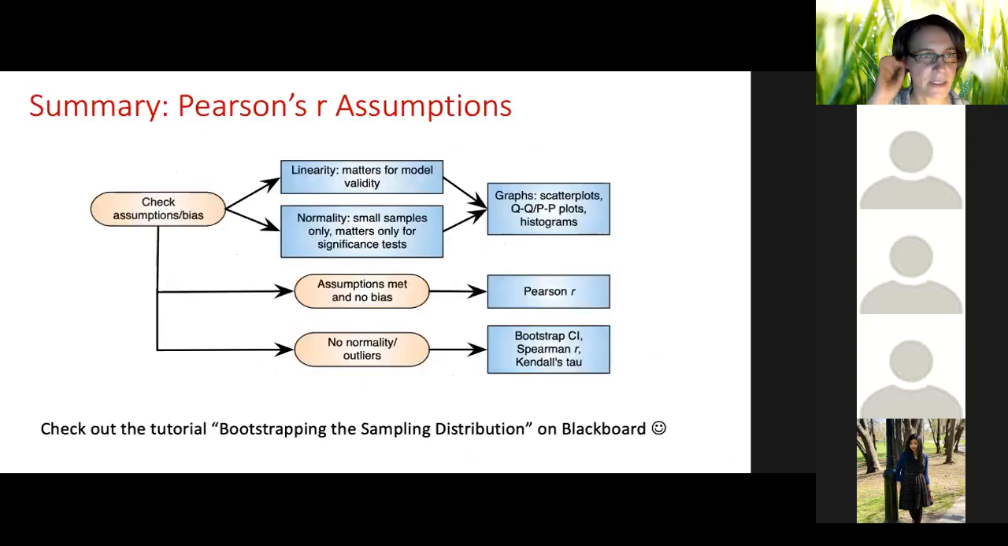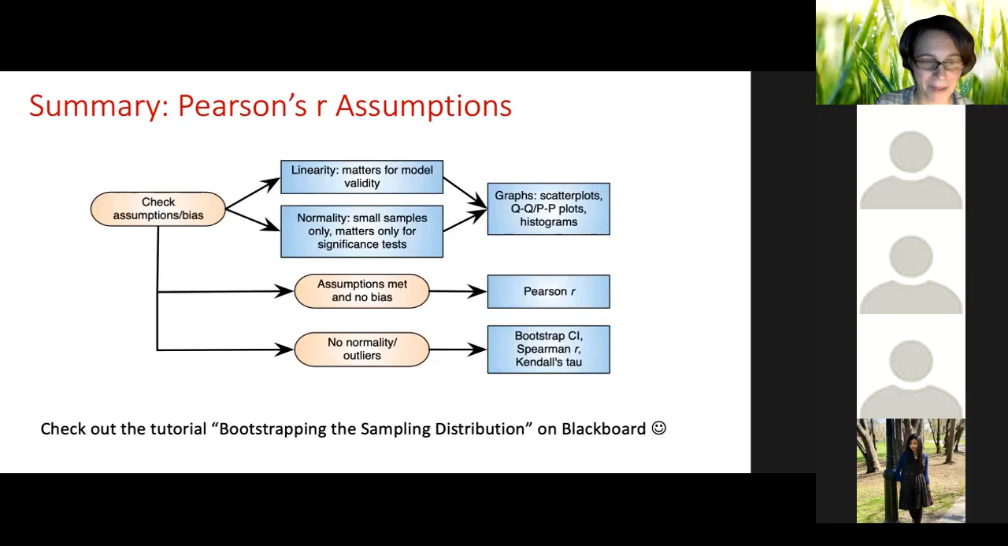Okay, this is just a summary here, and then I will stop for today. This is a summary of the assumptions that we need to check when we're running a correlation analysis. First, we have to check: is there actually a linear relationship between the two variables? That has no implications for the statistics as such or for the confidence intervals. It just tells us how valid our model is.